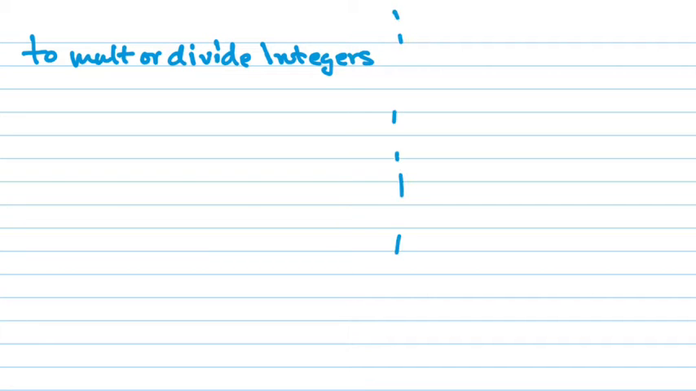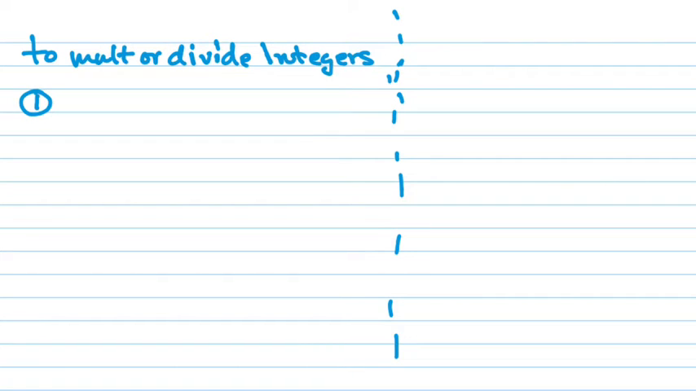To multiply or divide integers. Again, we're lumping the operations together. You'll know when it's multiply and you'll know when it's divide. That's not the hard part. The hard part is determining the sign.